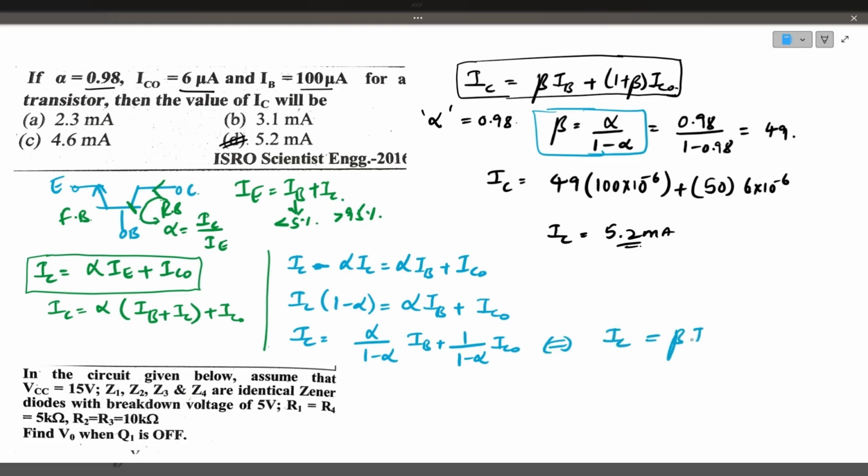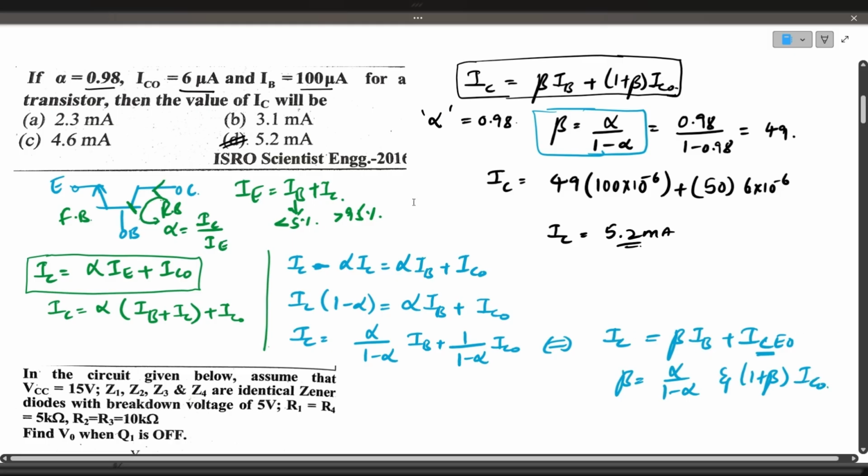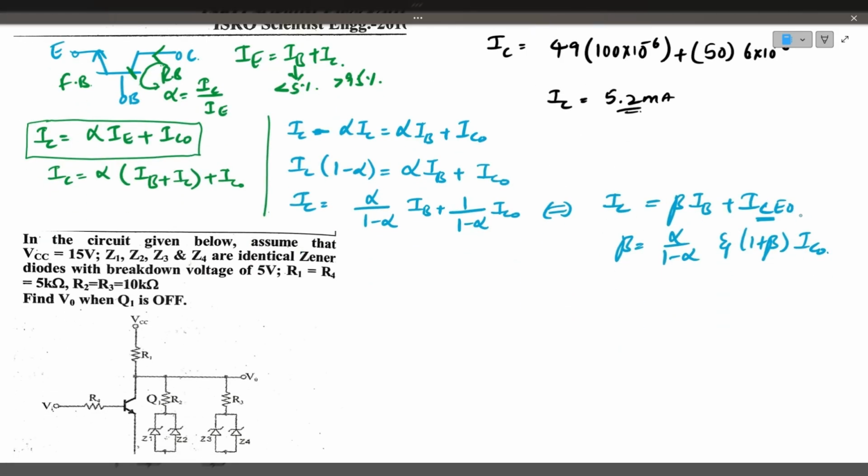IC is equal to beta IB plus ICE naught. Here this is the common emitter reverse current. So now, by comparing this, beta is equal to alpha divided by 1 minus alpha and ICE naught is equal to (1 plus beta) into IC naught. Okay, hope you understood this comparison.